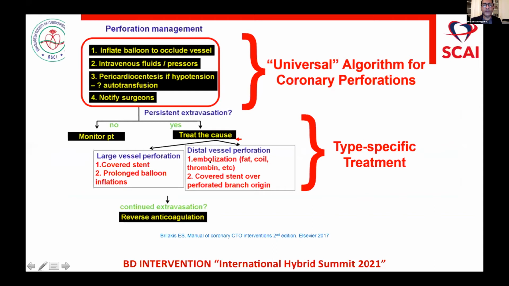while you're waiting for the covered stent to come from a different hospital, which I had to do in China one time, and embolization with a fat coil or thrombin if it is a distal vessel perforation. And also maybe sometimes you might have to sacrifice that vessel by putting a covered stent across that artery.